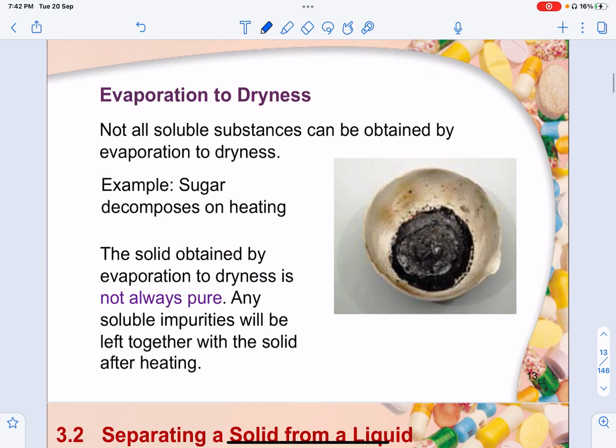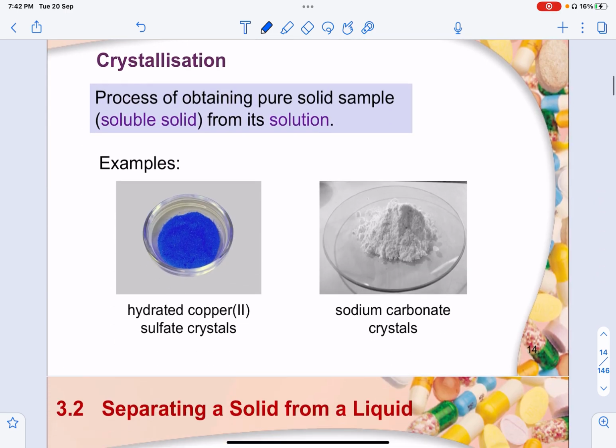So not all substances can be obtained by evaporation to dryness. For example, sugar, which has a very low melting and boiling point. The solid obtained by evaporation to dryness is not always pure. The sugar will decompose upon heating. Any soluble impurities will also be left together with the solid after heating. Hence, you are not getting a pure solid. Instead, it's something else altogether.